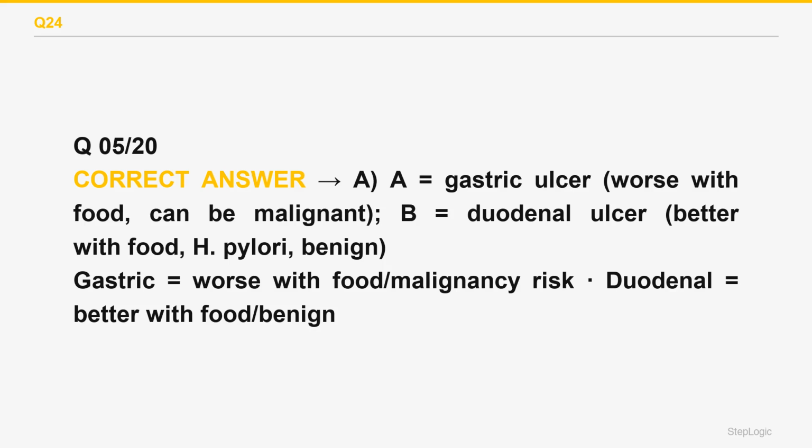Memory aid: gastric ulcer pain is greater with food and weight loss, while duodenal ulcer pain decreases with food, weight stable or gain. The malignancy point is high yield. Gastric ulcers can be malignant and need biopsy, whereas duodenal ulcers essentially never are. Both are strongly H. pylori related. The worse with food, malignancy risk gastric ulcer versus the better with food, benign duodenal ulcer is the distinction.